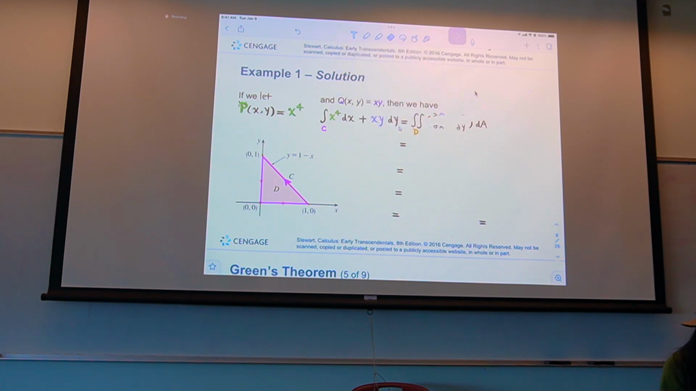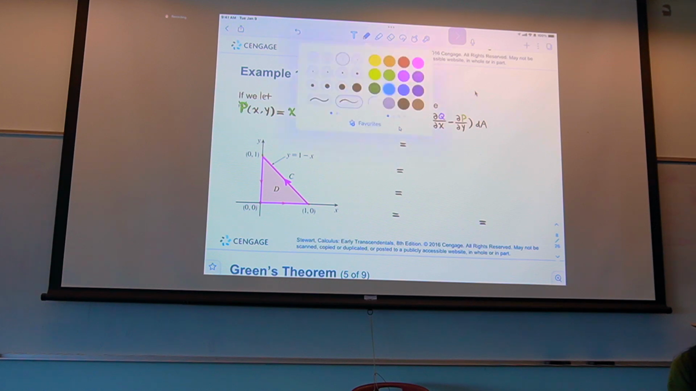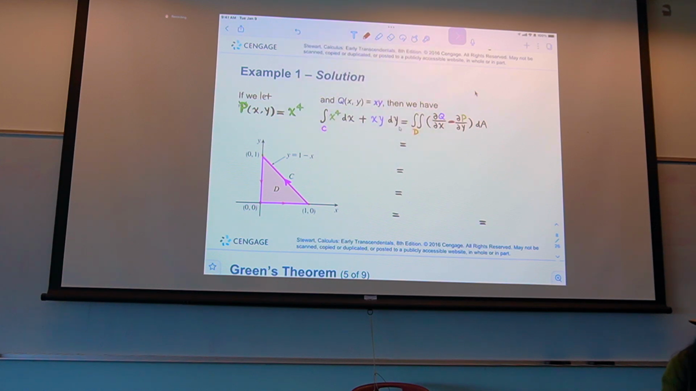All right. So that's the partial derivative of this function with respect to x, the second one. And then subtracting, notice that this one here had to be subtraction, the partial derivative of this function with respect to y. And then this double integral over this region D.